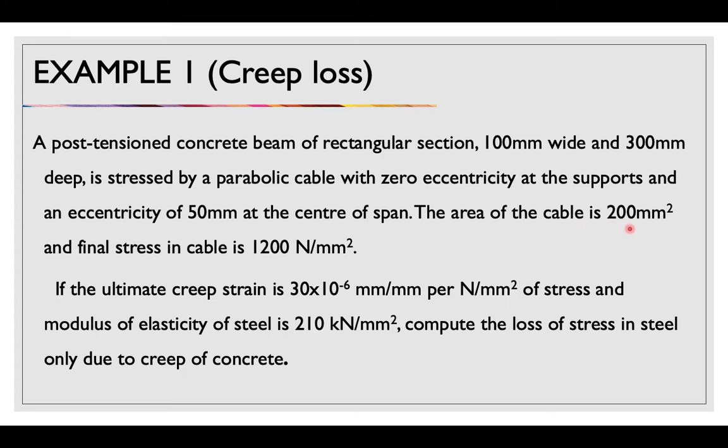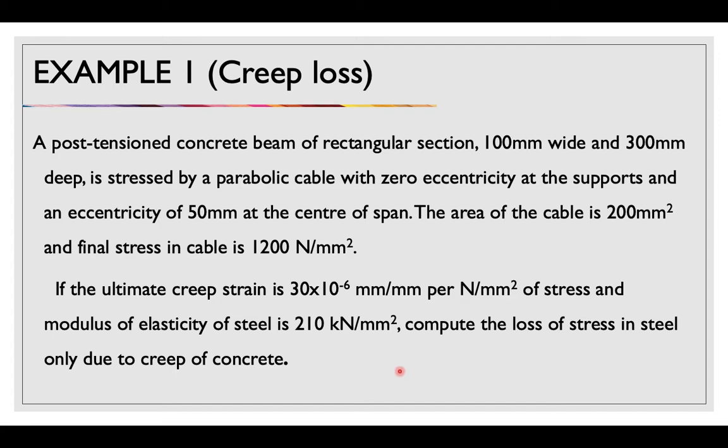The area of the cable is 200 millimeter square, and the final stress in the cable is 1200 Newton per millimeter square. So we are given the information in view of the pre-stressing cable. If the ultimate creep strain is 30 times 10 to the power of negative 6 millimeters per Newton per millimeter square of stress, and the modulus of elasticity of steel is 210 kilonewton per millimeter square, compute the loss of stress in steel only due to the creep of concrete.